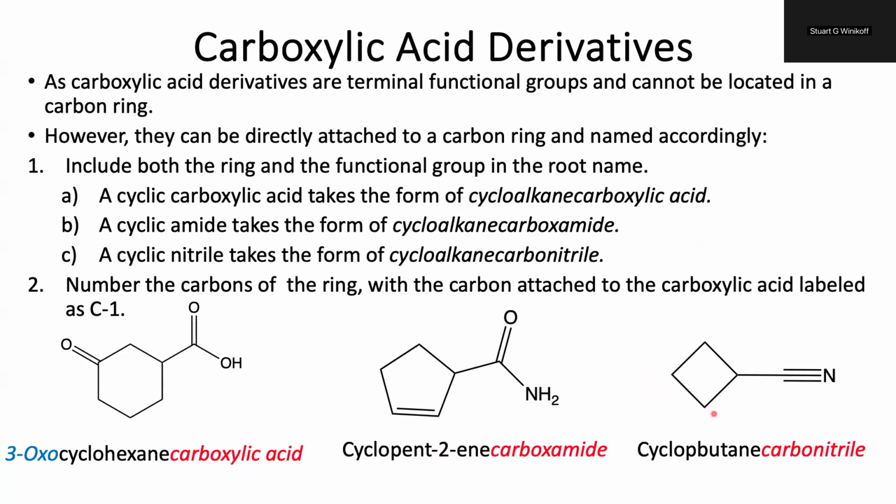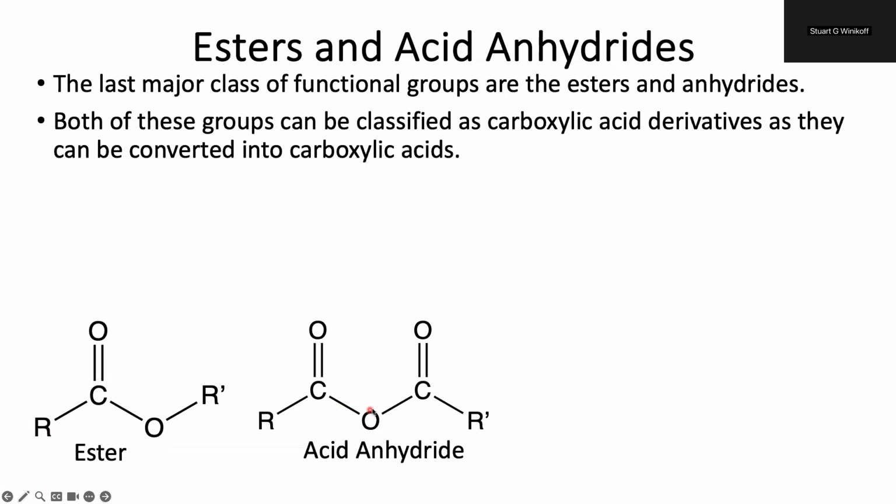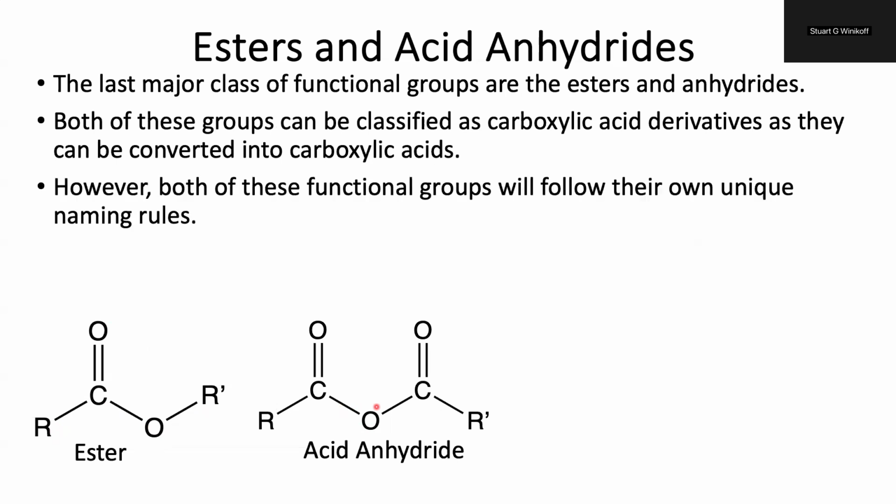All right, this brings us to our final family of functional groups. These are the esters and the acid anhydrides. So again, both of these have this CO2 motif linking together carbon chains. The only difference is the acid anhydrides. You can almost think of combining 2 esters. So both of these groups can be classified as carboxylic acid derivatives, as you can go ahead and turn them back into carboxylic acids in water under acidic conditions.